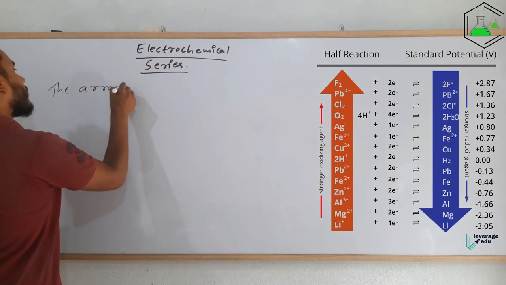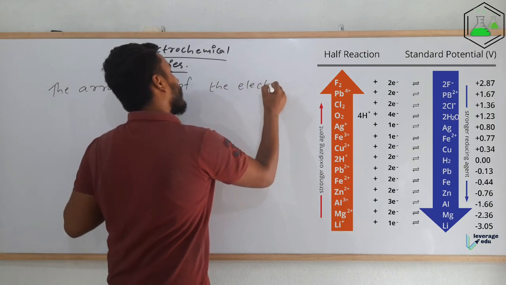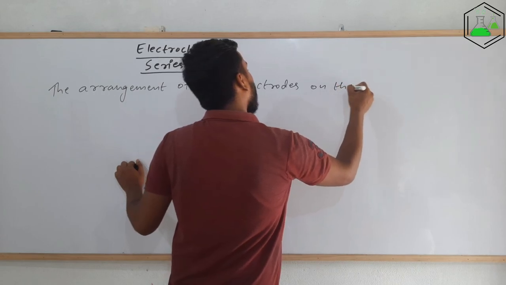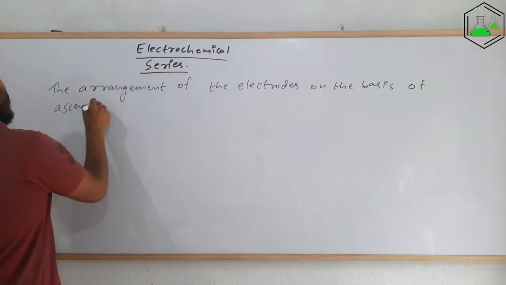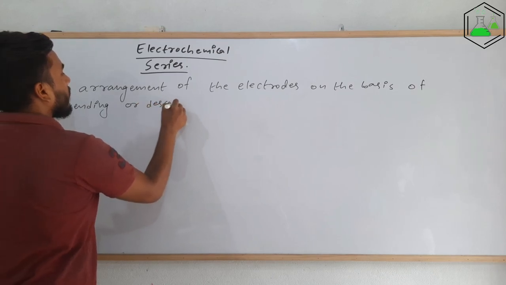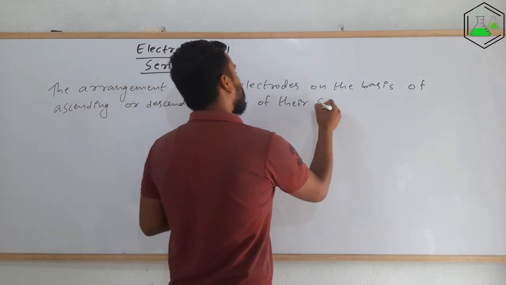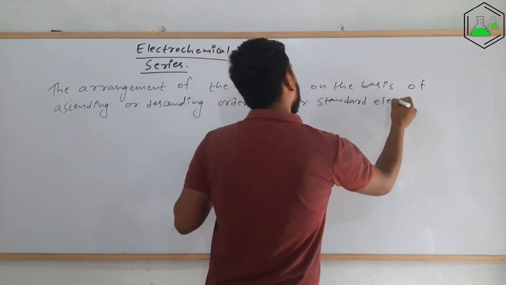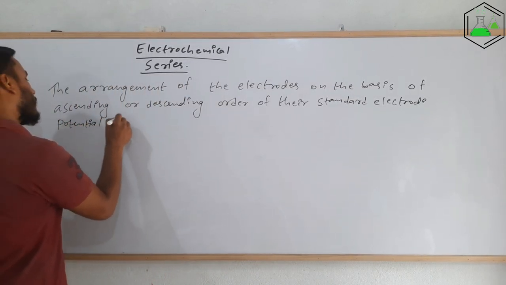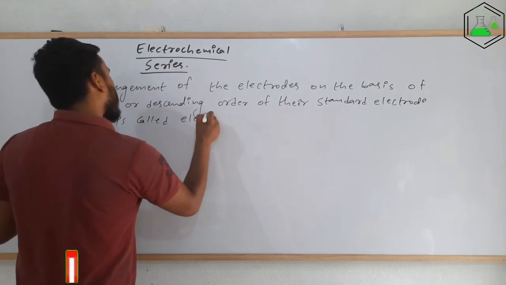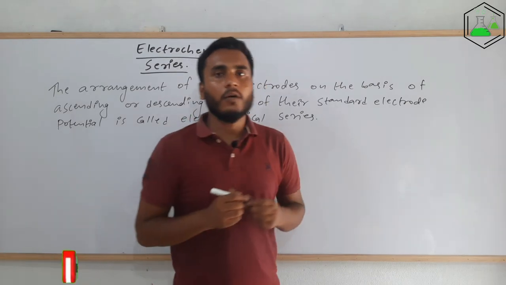The arrangement of the electrodes on the basis of ascending or descending order of their standard electrode potential is called electrochemical series. So this is the definition of electrochemical series.